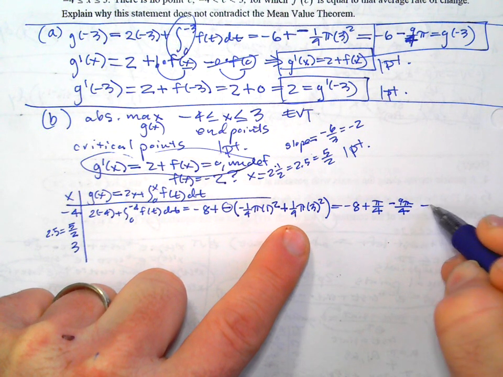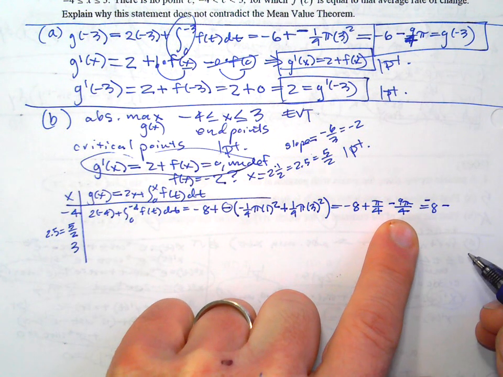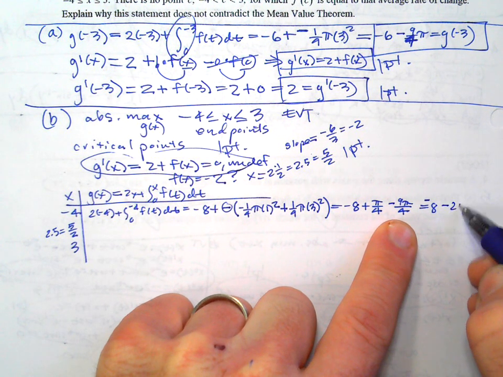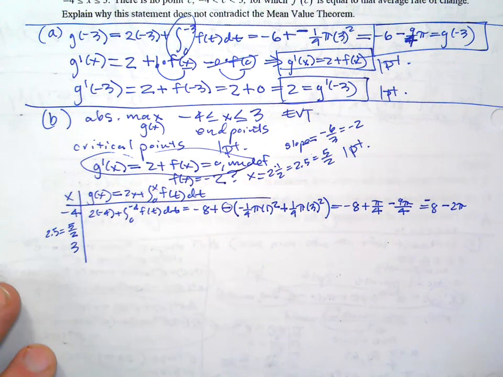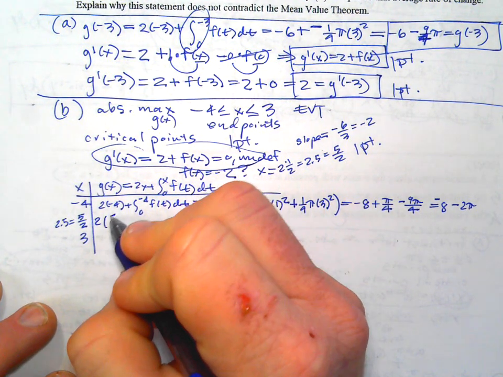So we could simplify this. -8 minus 8 pi over 4 is 2 pi. So it's a very negative answer. Probably not going to be your max, but we'll see. Then we're going to do 5/2.